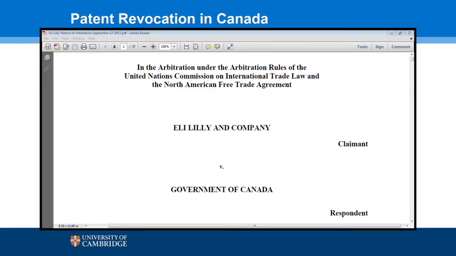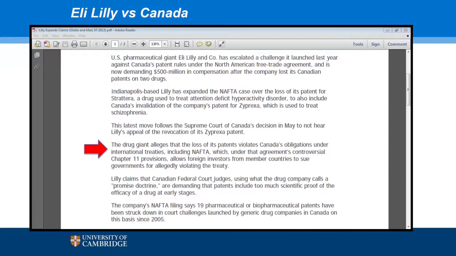Now, I want to use one example of a dispute where intellectual property has played a major role. This is a dispute which the American pharmaceutical company Eli Lilly has brought against Canada. And the background to this dispute is that Eli Lilly has obtained patent protection for its drugs Strattera and Zyprexa in various countries of the world. So these drugs have received patent protection in, for example, the US and various European countries, and also in Canada. Initially, Eli Lilly had been able to obtain patents for these drugs.